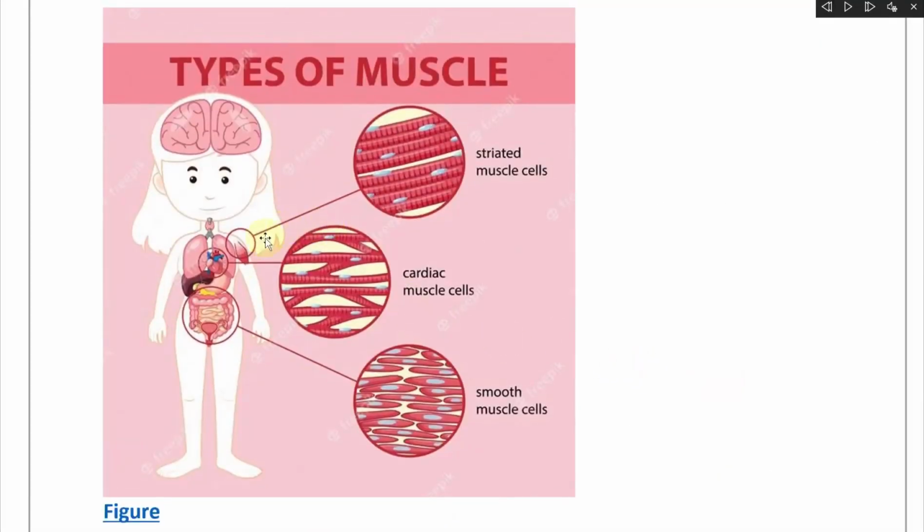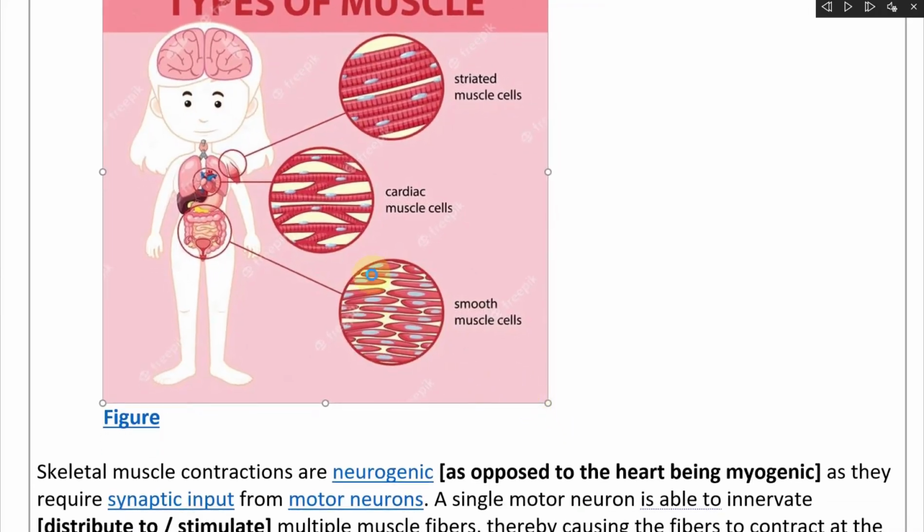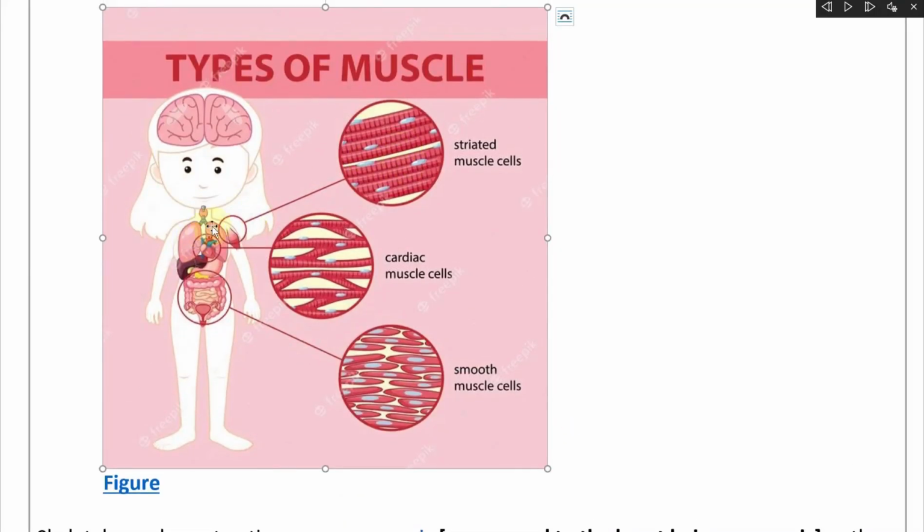All right, so now let's take a look at this figure. This is types of muscle, from freepik.com, and let's take a look at how this looks. The muscles connected to the bone are the skeletal muscle, the striated muscle cells. That's the skeletal muscle connected to the bone, so it's going to be super strong and all in one direction, like stripes.